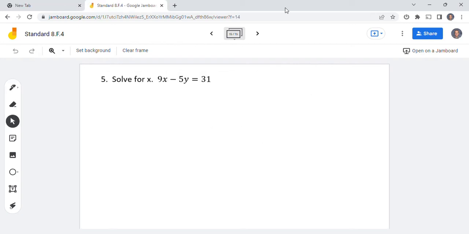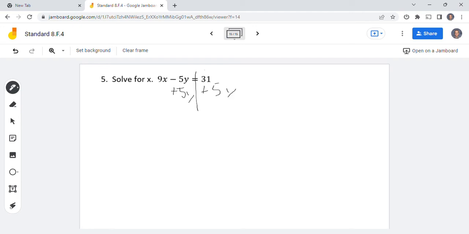This question is very similar to the last question. We just have some numbers instead of variables. We're still solving for x right here. And so we need to get rid of this 9, and we need to get rid of the negative 5y. We're going to do so first by getting rid of the terms that do not have the x. So we're going to add the 5y over on this side to get rid of that. Over on the other side, we have to add 5y as well.